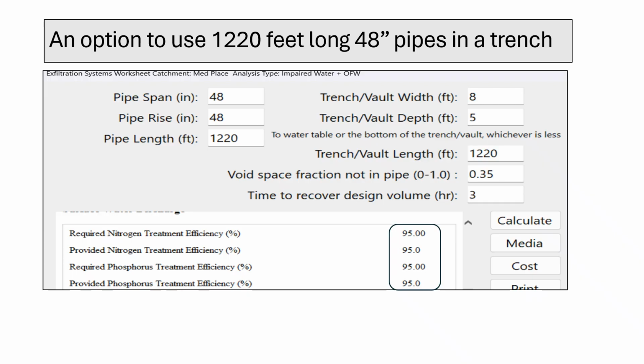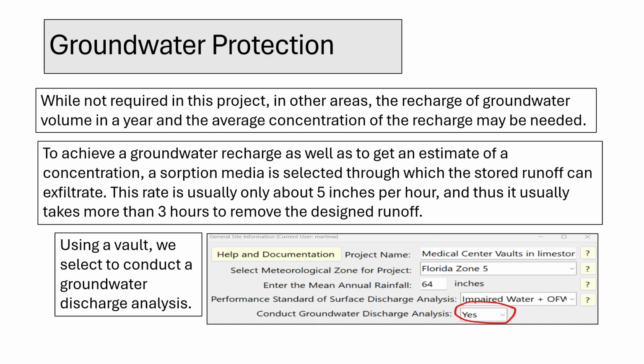This configuration creates an interconnected network that distributes flow across the entire system. Like the other designs being evaluated, this option achieves an annual pollutant removal rate of 95%. In some regions, groundwater protection goes beyond simple runoff management.